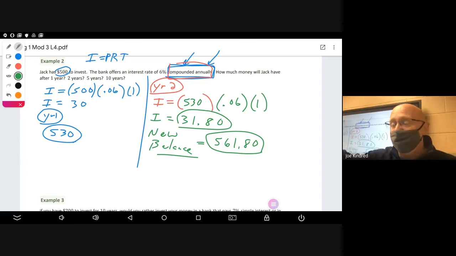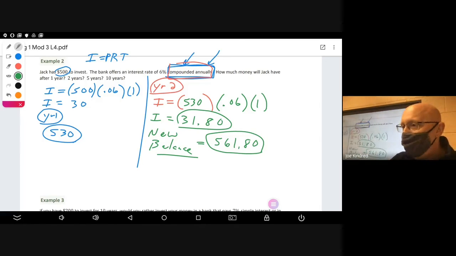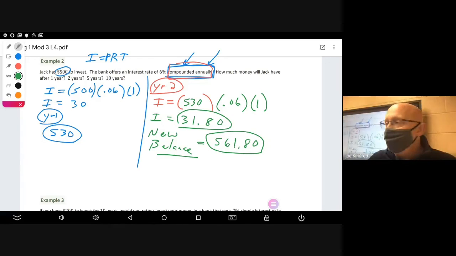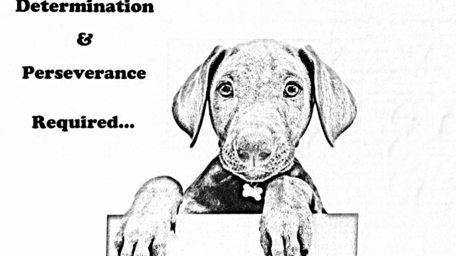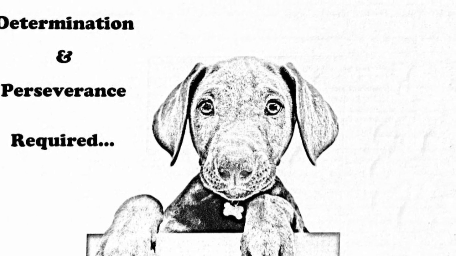And so in the first year, once again, you earn $30, and that 530 becomes the principal for the second year. And after 2 years, you have $561.80. This is what's called compound annually. And so if you keep this pattern moving, you can find what you'd have in 5 years and in 10 years. So the trick is to find a formula. So what I'd like for you to do is try to develop and see a pattern here. Is there a formula that we can come up with? And that's going to be part of your assignment right now.